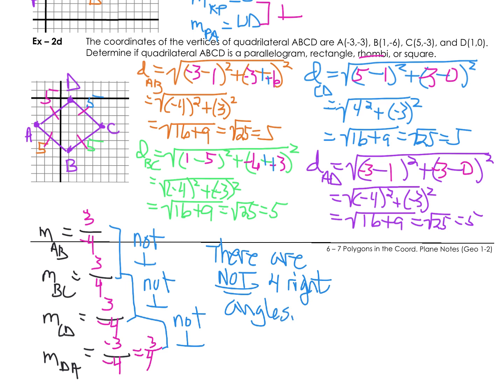So therefore, it asks specifically, is it a parallelogram, a rectangle, a rhombus, or a square? And so my answer is that it is only a rhombus. They did not ask me to list all that apply.